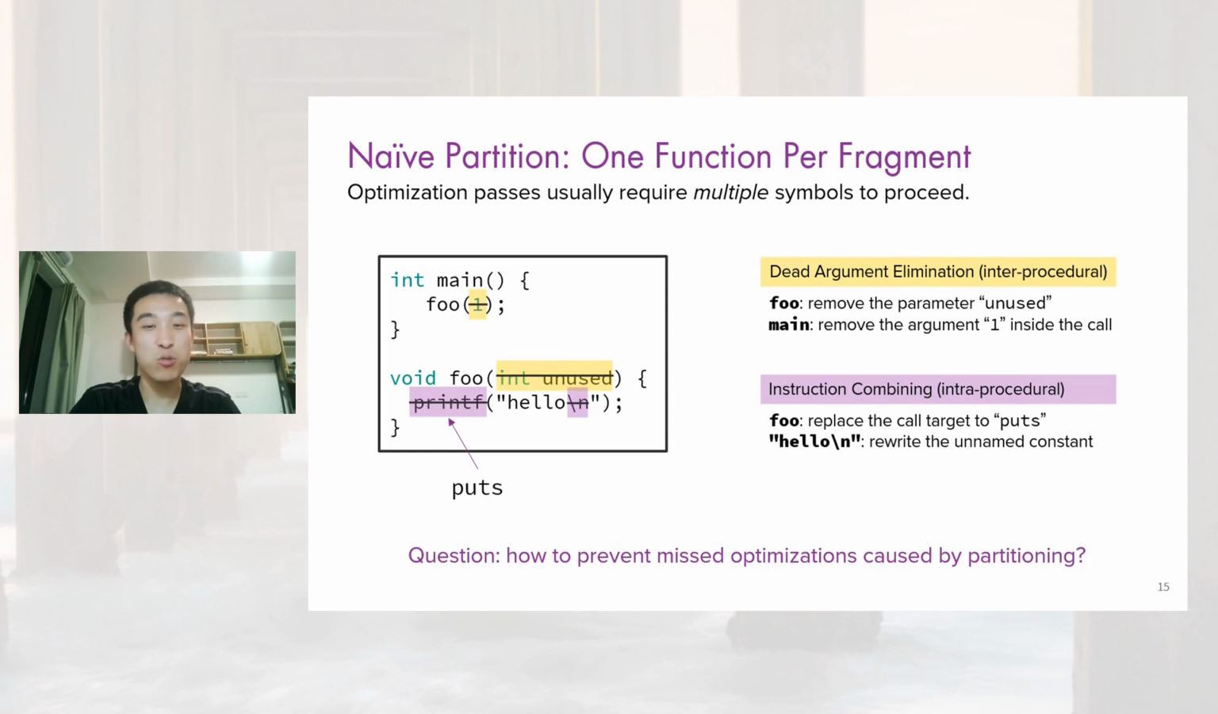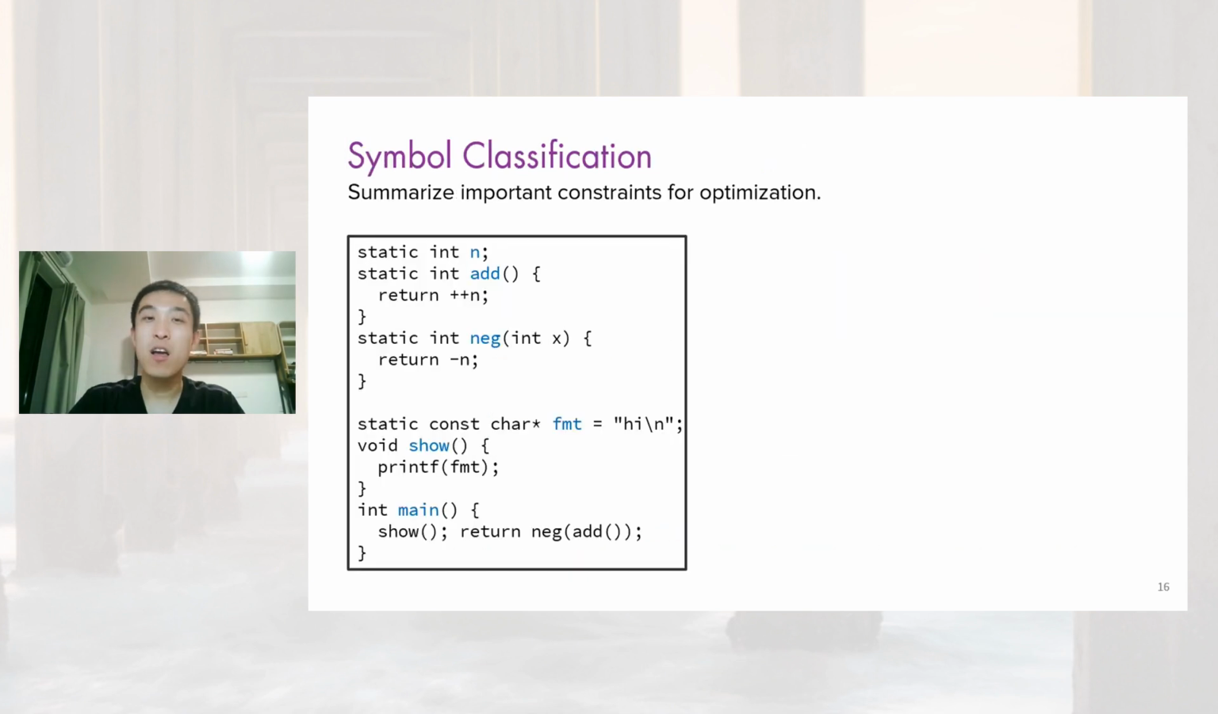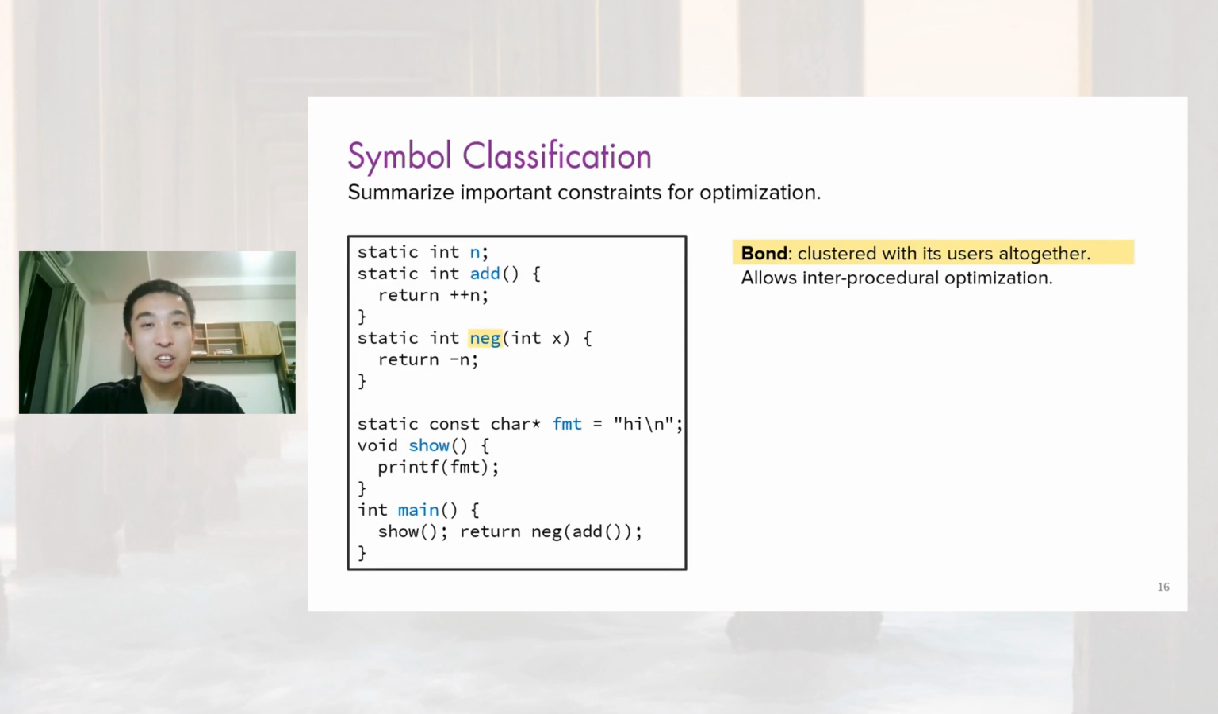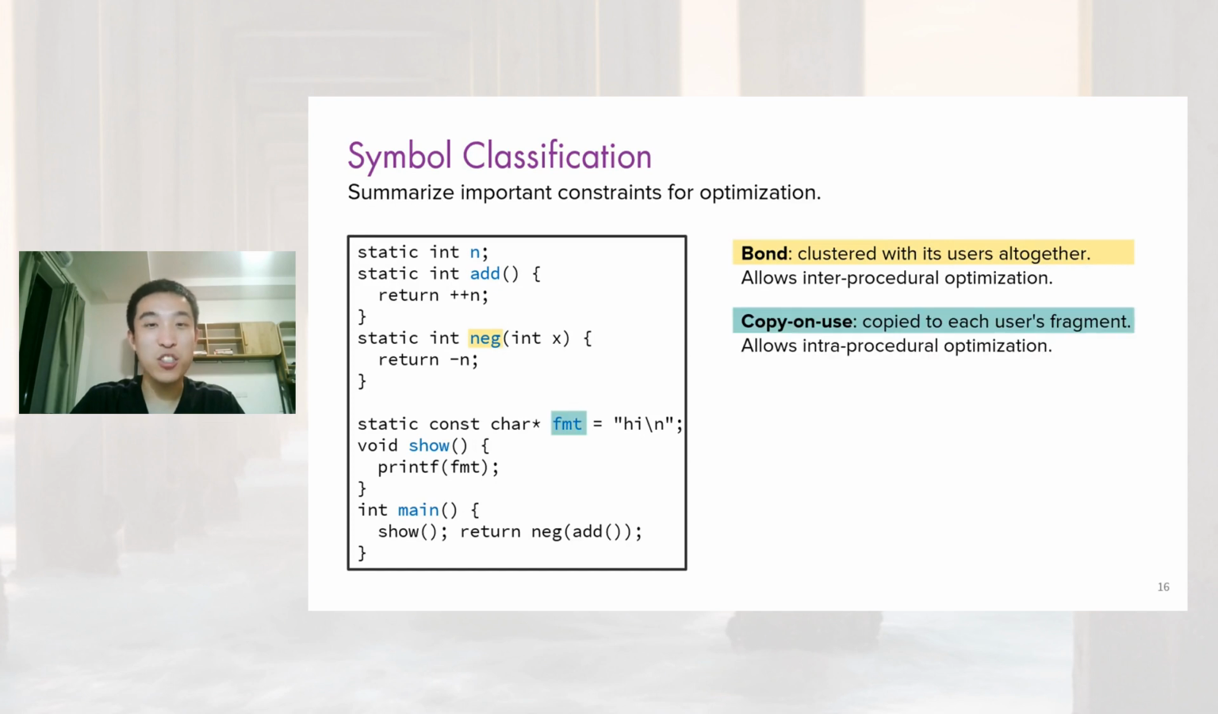The key idea is to know the constraints limiting optimizations. For example, the function negate should be optimized by stripping the dead argument. Here, we mark it as bound to cluster it with all its potential users. The global constant format can be duplicated when needed. Here, we mark it as copy on use to duplicate it into the users' fragments, allowing intra-procedure optimizations. The remaining symbols do not affect optimization at all. To reduce the recompilation scope, we define them as is for a stable ABI.